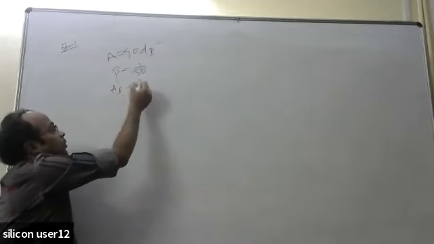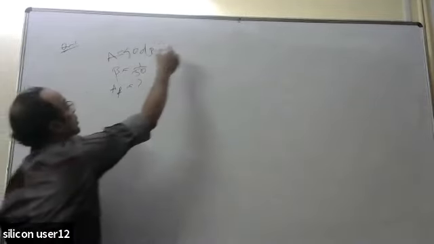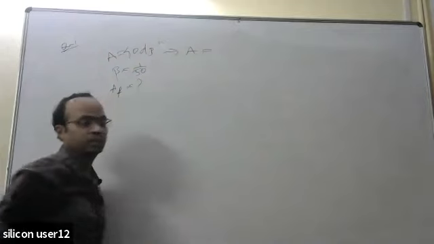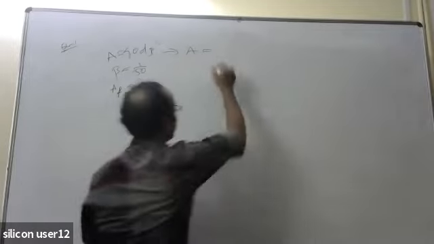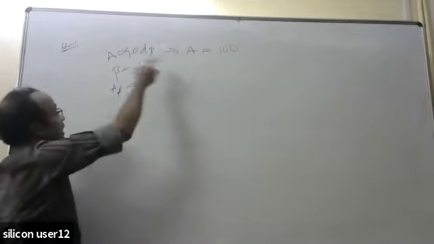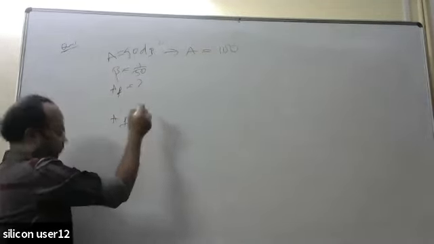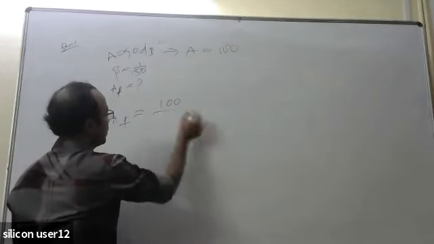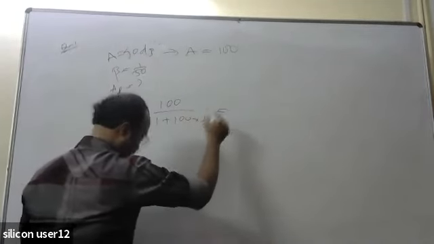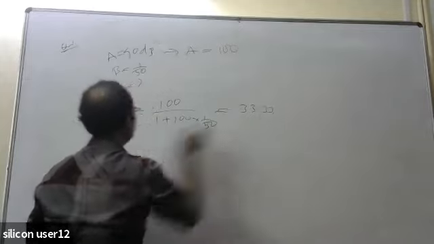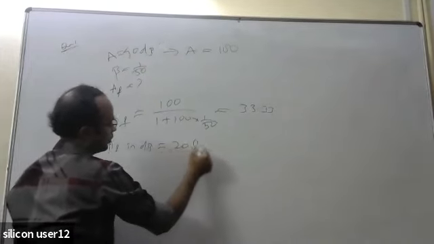That means F equal to how much? It is the same question, only here it is 40 dB. So 40 dB means what is the value of A in absolute terms? 100. Okay, A is 100, beta is given, you get F, then convert it to dB. F equal to 100 by 1 plus 100 into 1 by 50, so that is equal to 33.33. So F in dB is 20 log.